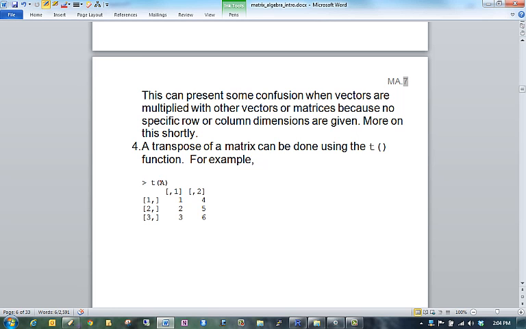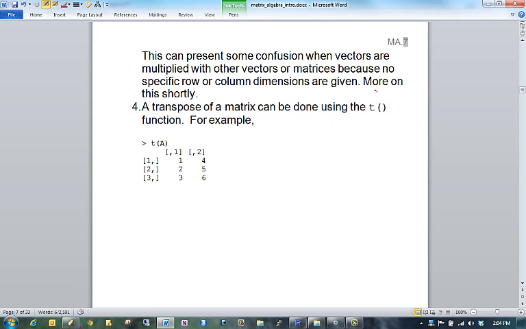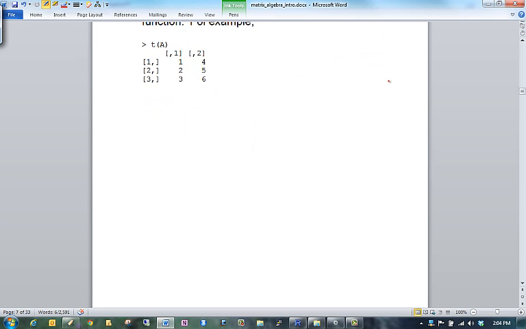We can also do a transpose of a matrix as well. R has a function t that actually finds the transpose.